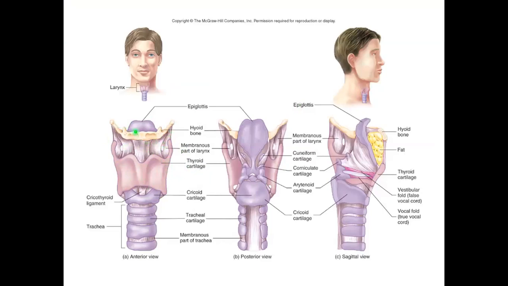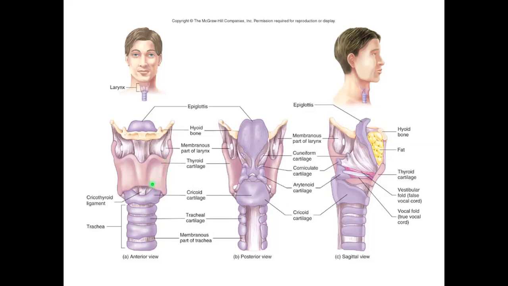Here's your hyoid bone. That hyoid bone, when you learned it last semester, sort of floats, but it's actually connected to the membranous part of the larynx. It protects the epiglottis. Then you have your cricothyroid ligament and your cricoid cartilage, and then your tracheal cartilage. The cricoid cartilage protects the vocal cords, and your tracheal cartilage, kind of like C's, holds the trachea open.